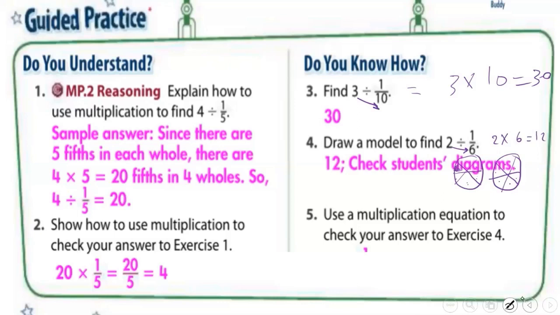Number 5, use a multiplication equation to check your answer in exercise 4. You will do like that. 12 multiplied by 1 over 6 will be 2. How come? The denominator 1 is not written. Multiply numerator by numerator, denominator by denominator. 12 by 1 equals 12, and 1 by 6 equals 6. 12 divided by 6 equals what? 12 divided by 6 equals 2, as you get.